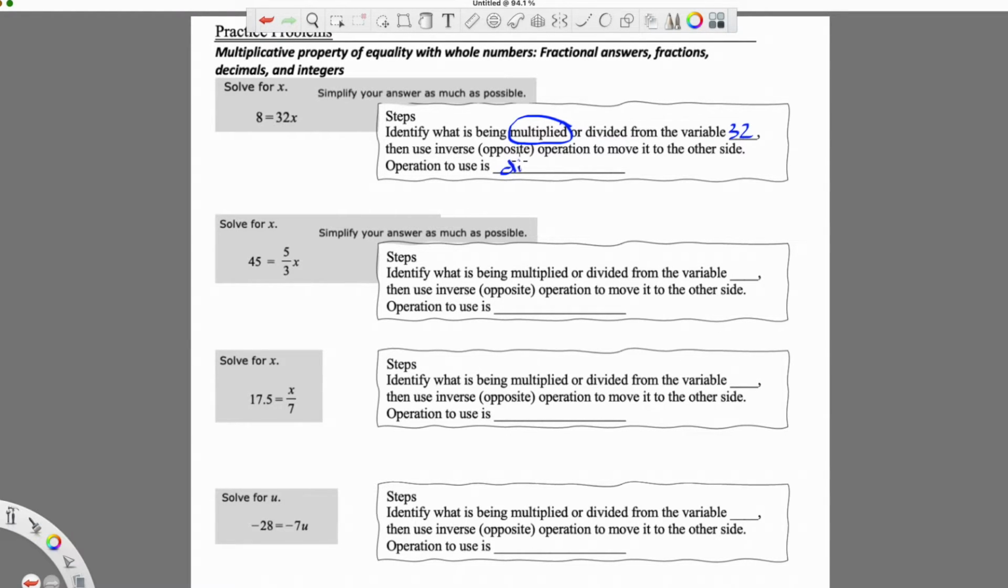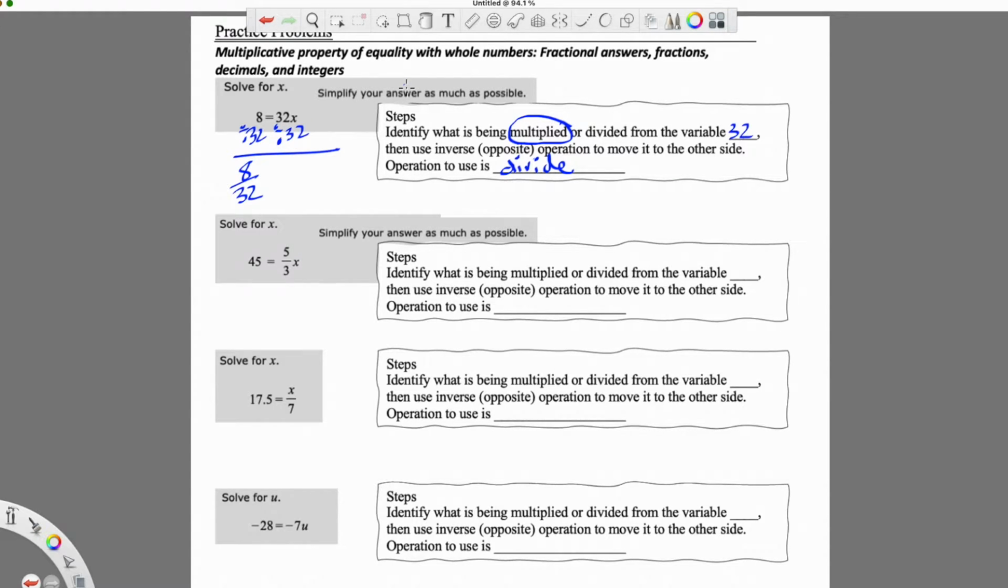So then the inverse operation, that's the opposite operation, to move the 32 to the other side is going to be to divide 32 on both sides. So I'm going to divide by 32. Be careful. I do have students look at this and go, oh, 32 divided by 8, that's 4. This is not 32 divided by 8. It's 8 divided by 32.